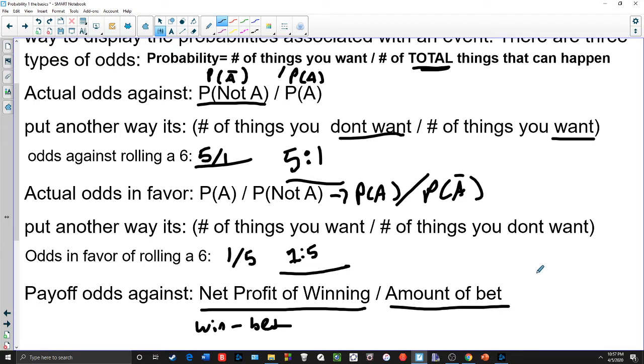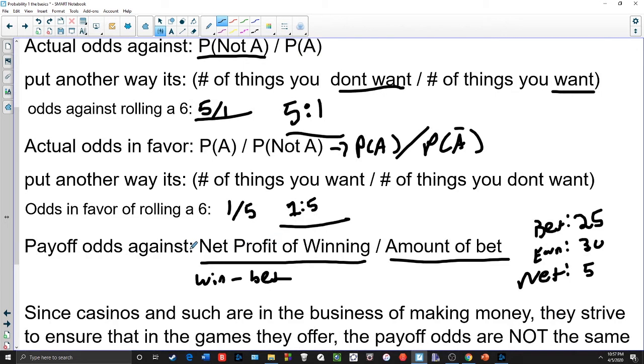So if you bet 25 and you earn 30, then your net profit is 5. And so your payoff odds against, this is how it's usually said, is the amount of money you could win over the amount of money you'd have to bet. So that would be your payoff odds against, which would be 1 to 5. Again, keeping with this notation here.